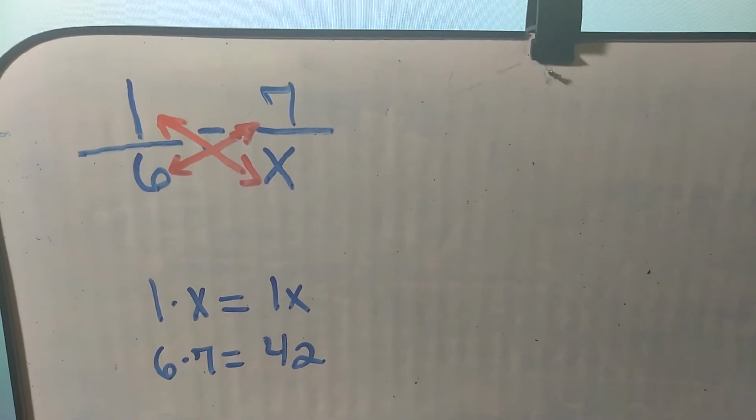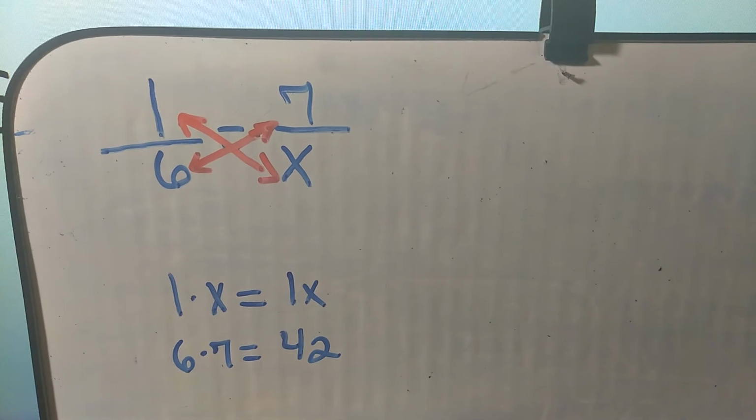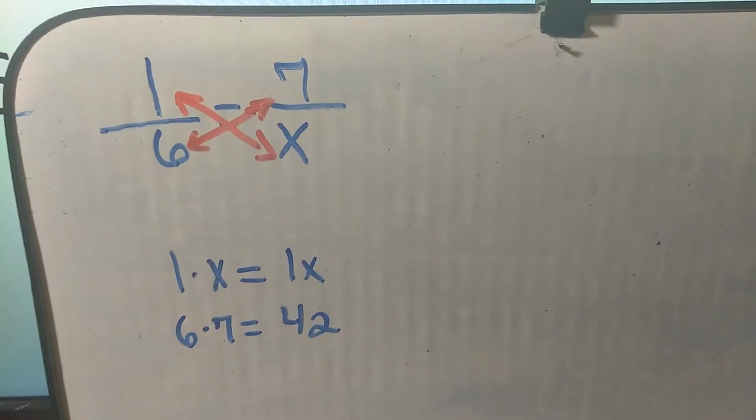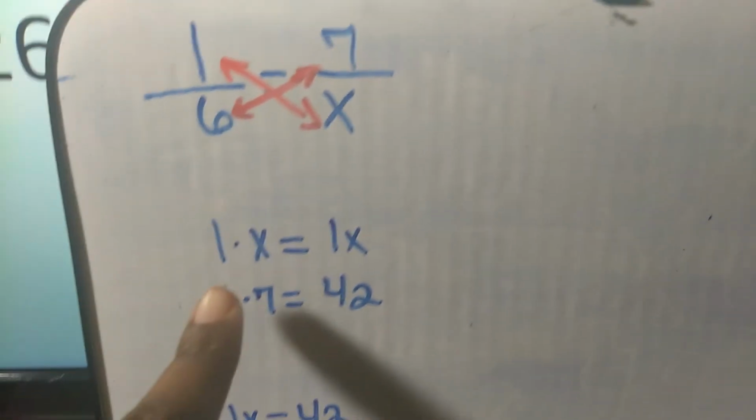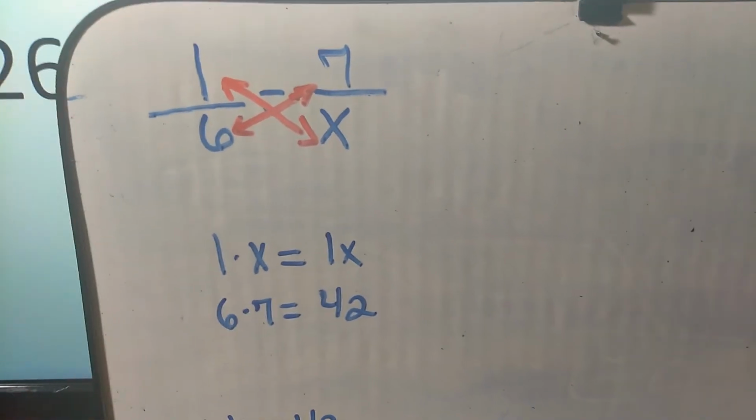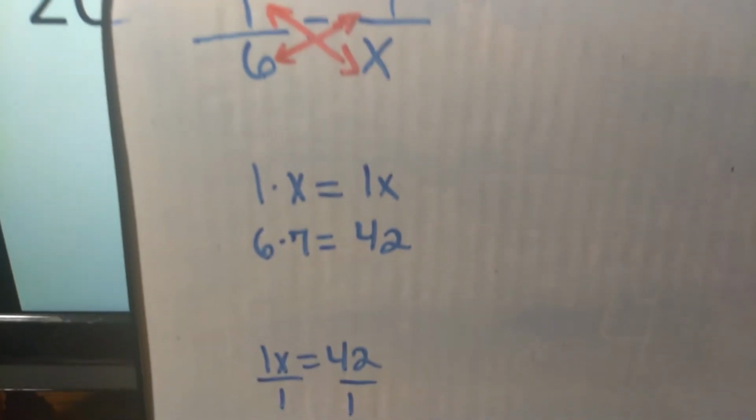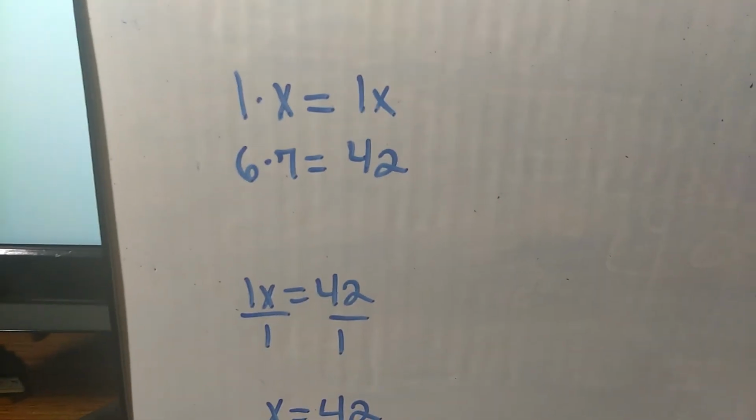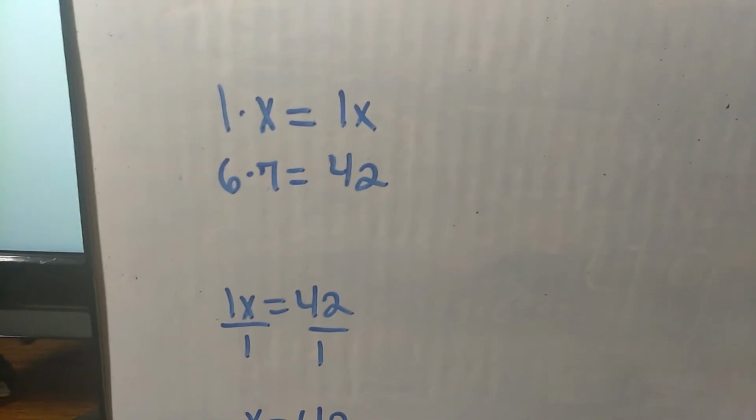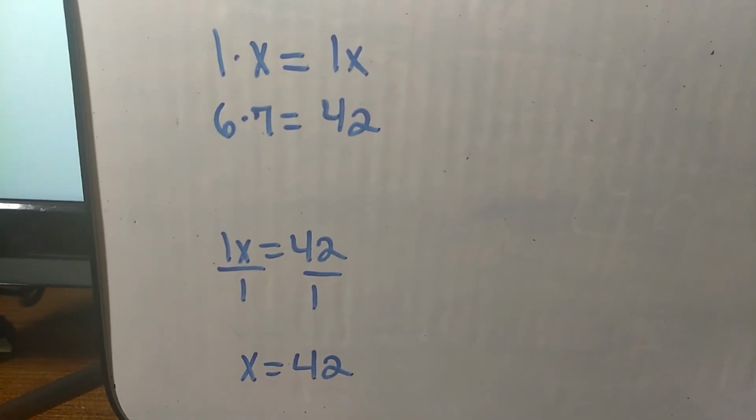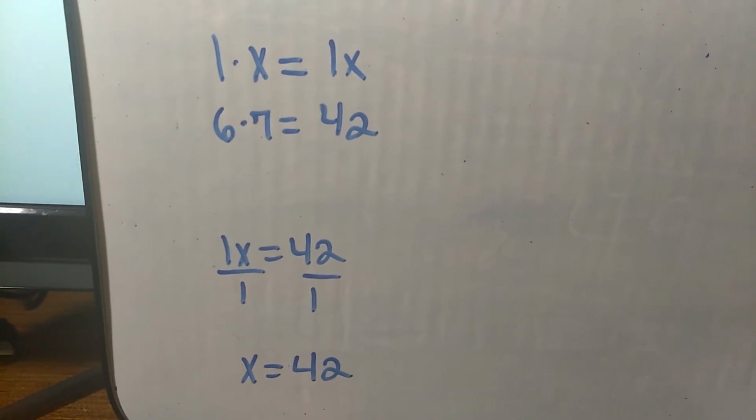Okay, this is our last problem. So we have 1 over 6 and 7 over x. So cross multiply, and that leaves us with 1 times x and 6 times 7. So 1 times x is 1x, 6 times 7 is 42. So we divide it, we set it up first, 1x equals 42. We divide by 1 to get x by itself, and x is 42. So that's our answer for number 26.